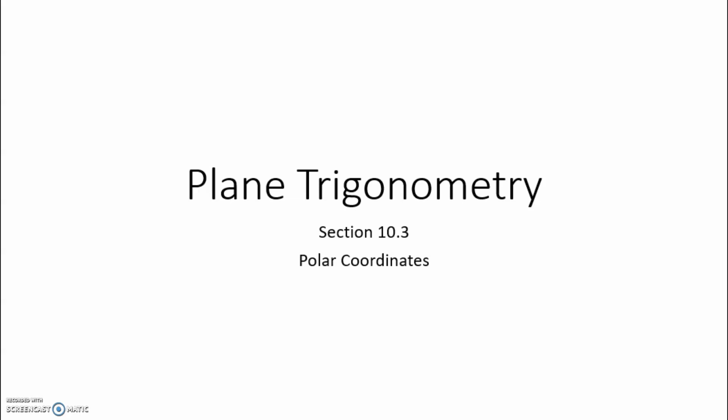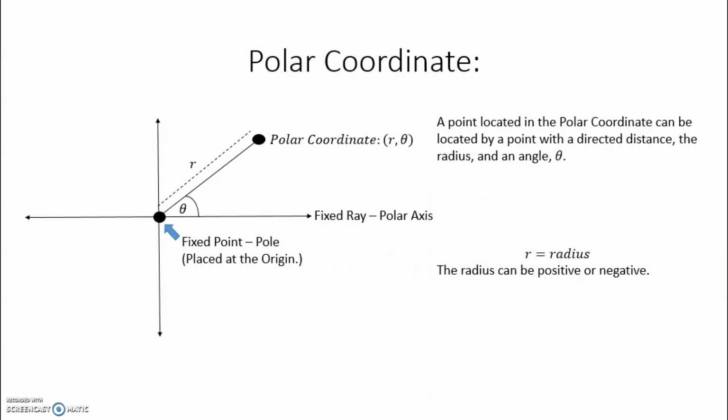Alright, in section 10.3 we're going to be talking about polar coordinates. Okay, so now the way we're going to be able to describe a point, say this point right here, we're going to use the radius r and this angle theta right here. So this point right here, r comma theta, that is a polar coordinate.